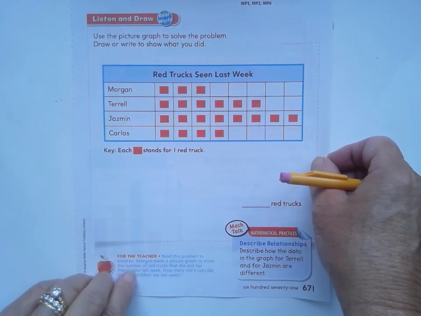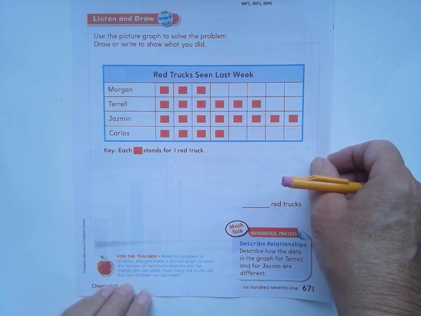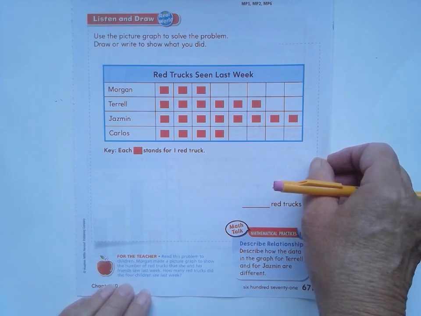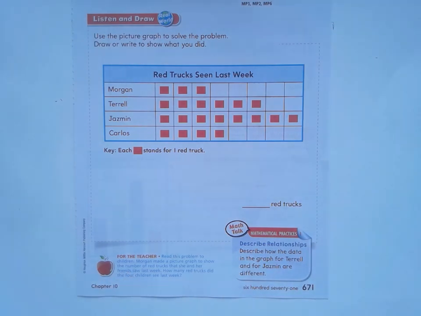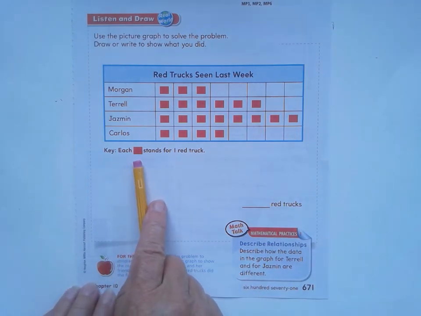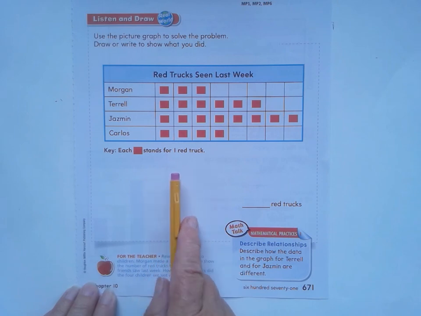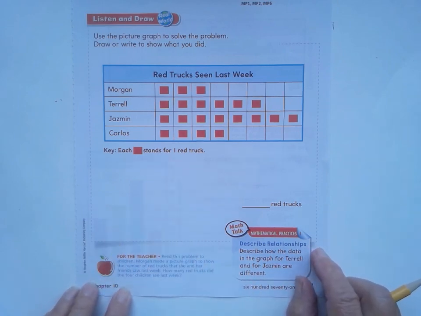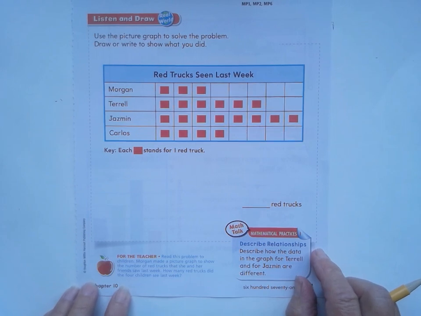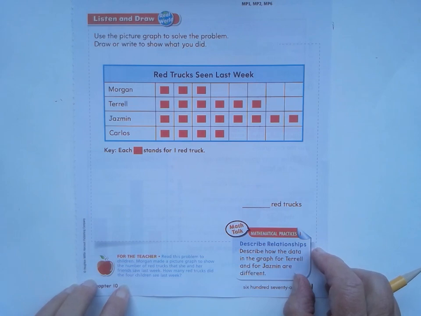So our graph is labeled red trucks seen last week. And these are the people that saw red trucks: Morgan, Terrell, Jasmine, and Carlos. And our key tells us that each red rectangle stands for one red truck. The problem is this: Morgan made a picture graph to show the number of red trucks that she and her friends saw last week. How many red trucks did the 4 children see last week?